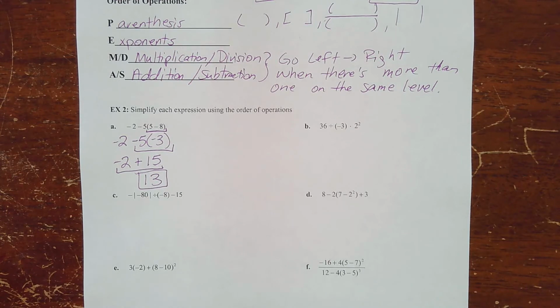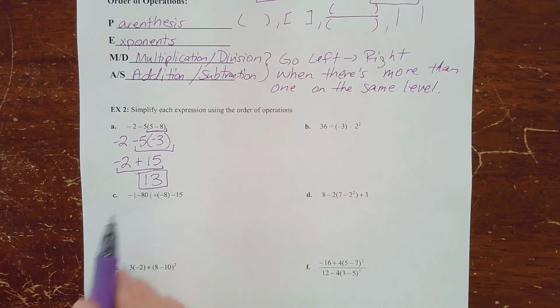With these simplifying questions, especially when there's only numbers in it, you're done when you get a single number at the end. So that's how you know that you've done as much as you can.